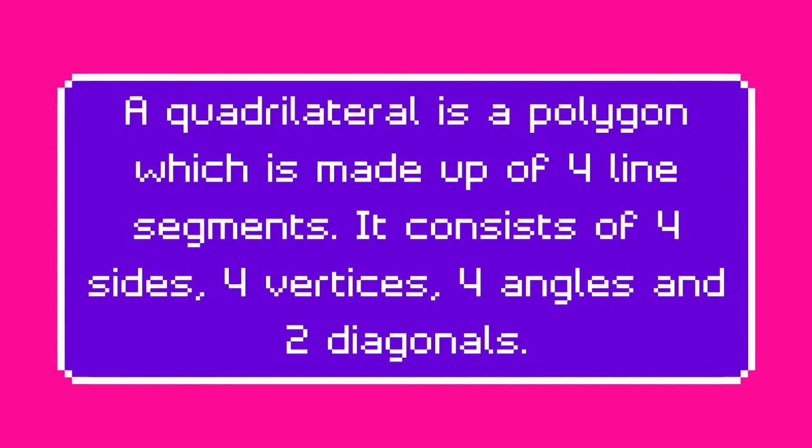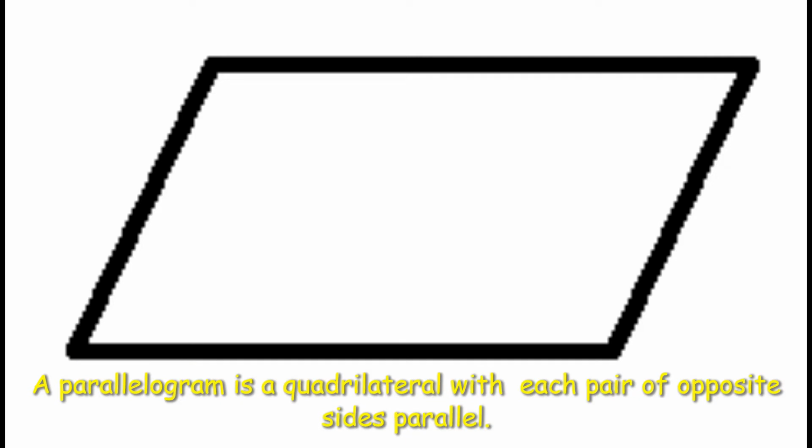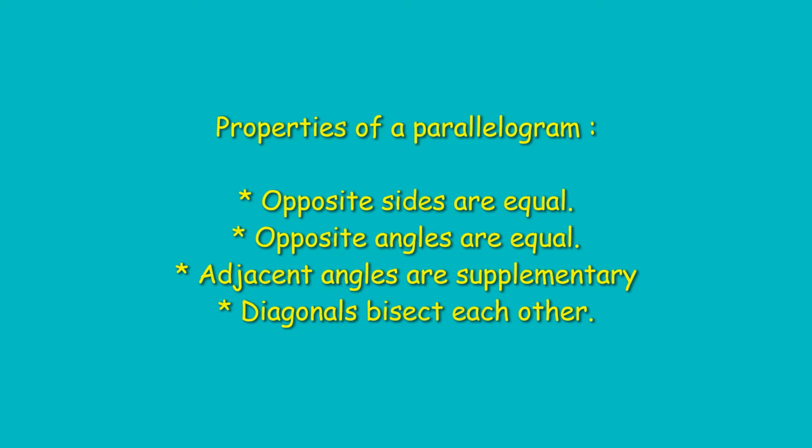So, as we discussed before, a parallelogram is a quadrilateral. As the name suggests, it has something to do with parallel lines. Actually, a parallelogram is a quadrilateral with each pair of opposite sides parallel. A parallelogram holds a number of properties, such as: the opposite sides of a parallelogram are equal, the opposite angles of a parallelogram are equal, the adjacent angles of a parallelogram are supplementary, and the diagonals bisect one another.